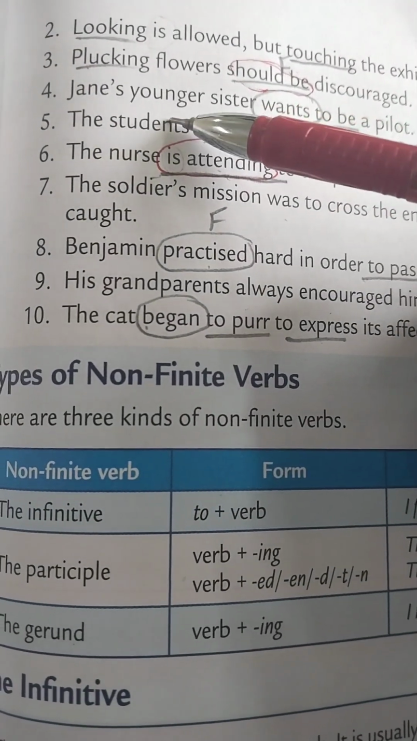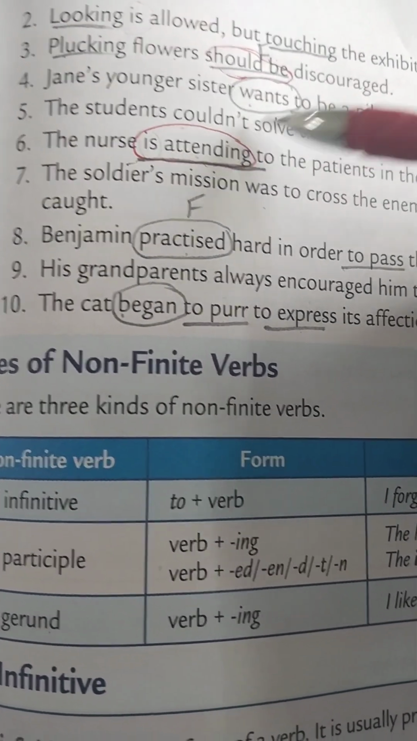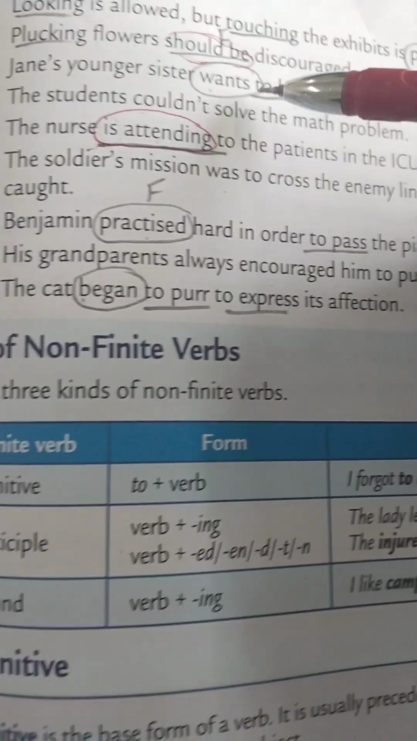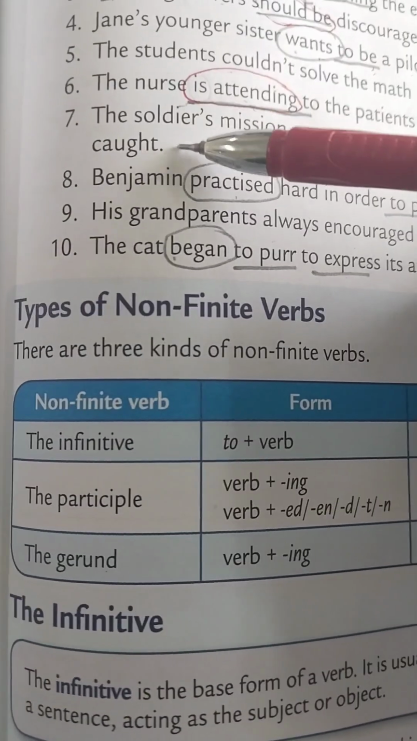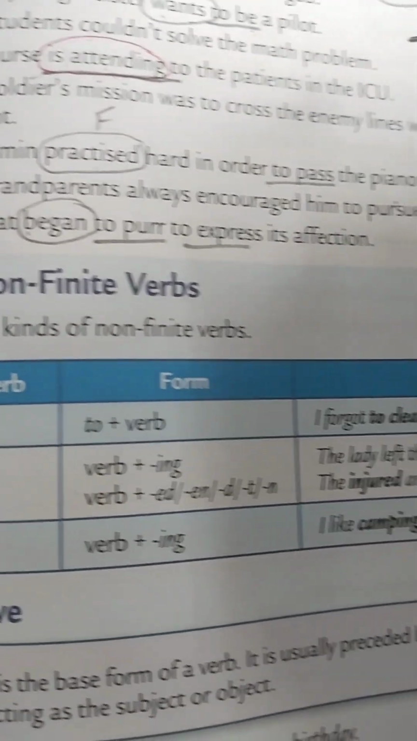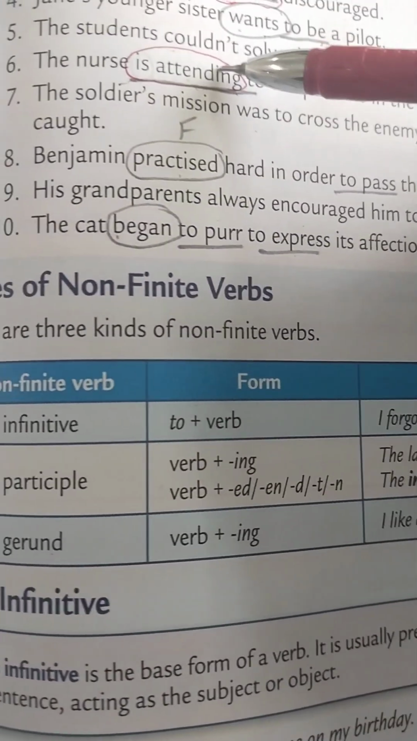Now see the fourth one. Jane's younger sister wants to be a pilot. Wants is finite and to be is non-finite. The nurse is attending to the patients in the ICU. Is attending is a finite verb.